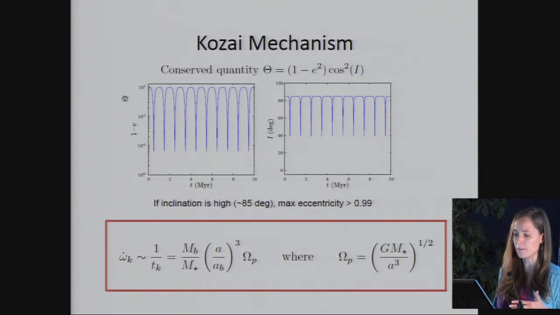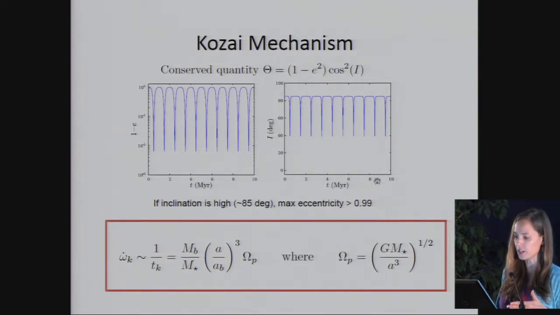So this plot is showing 1 minus the eccentricity as a function of time. This plot here is showing inclination as a function of time. And so you can see that the eccentricity and inclination just oscillate indefinitely. And if the inclination is very high, the maximum eccentricity can be very high, greater than 0.99.